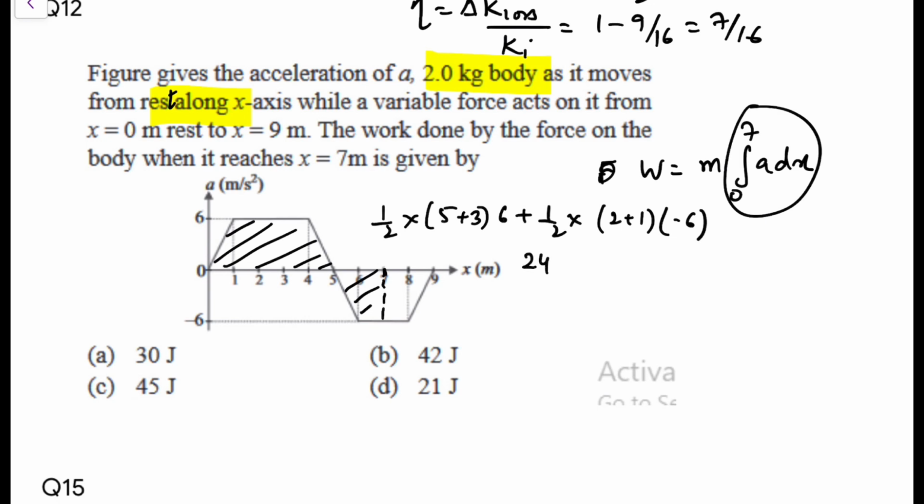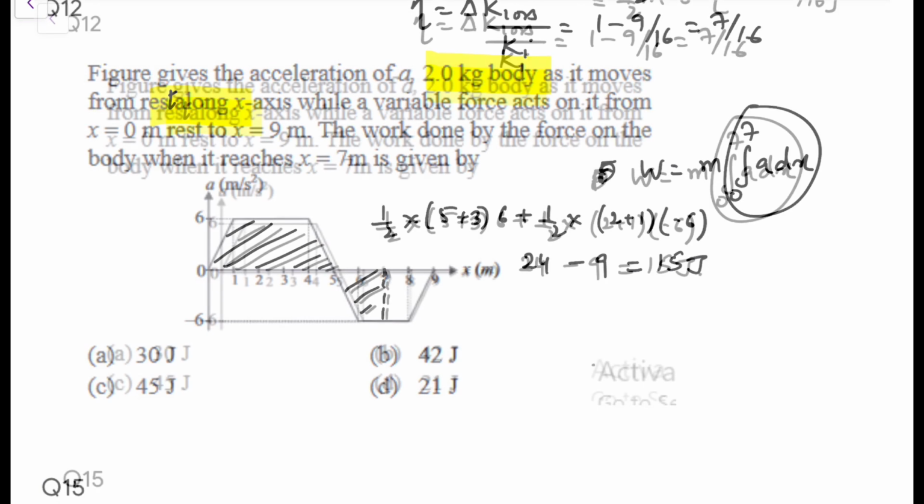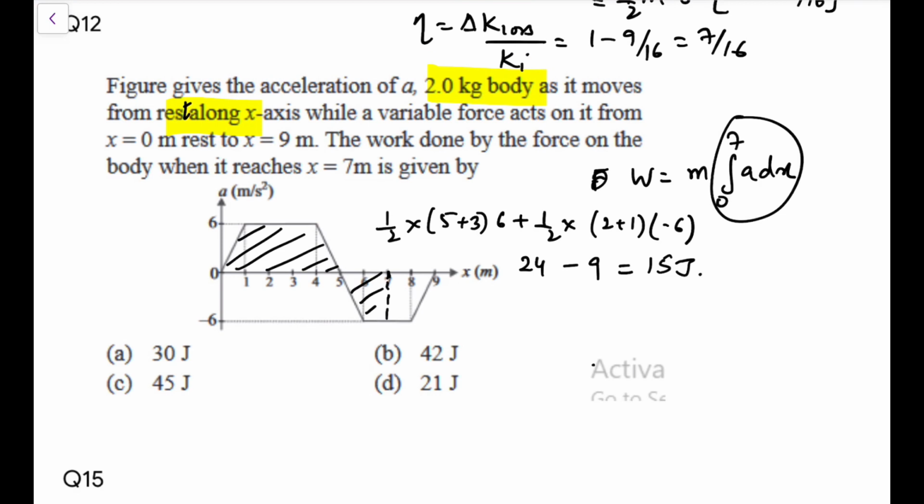So this is 24 you are getting, and this would be minus 3 3s are 9. So 24 minus 9 you can go for. So 24 minus 9, if I am doing it correctly, yes, 2 plus 1 is 3, 3 into 6 is 18 by 2, 9. So 24 minus 9 is equal to 15 joules. So this is the mistake you can do.